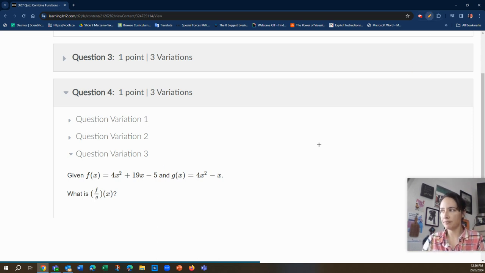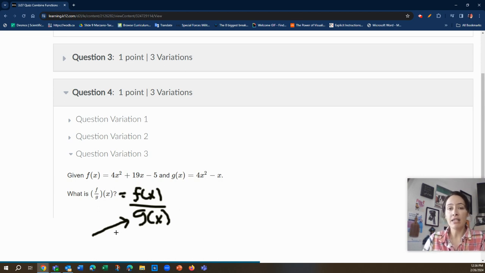All right, variation 3 of question 4. Here we go. This f over g of x, f divided by g of x, is exactly the same thing as f of x divided by g of x. Caution here, just really quickly. g of x is now a polynomial on the bottom of a fraction. That means division by 0 is possible. So we need to pay attention that g of x cannot equal 0.